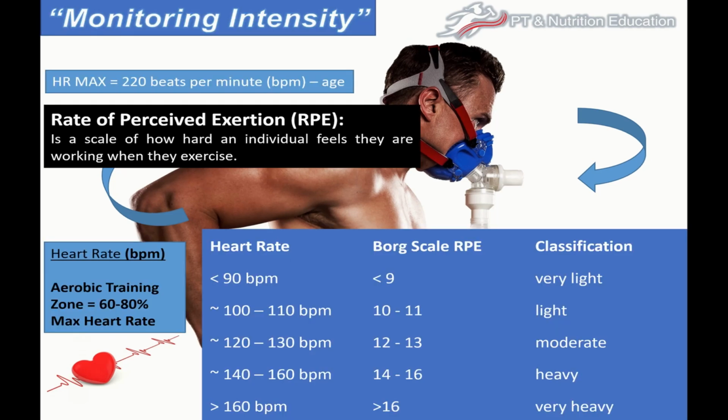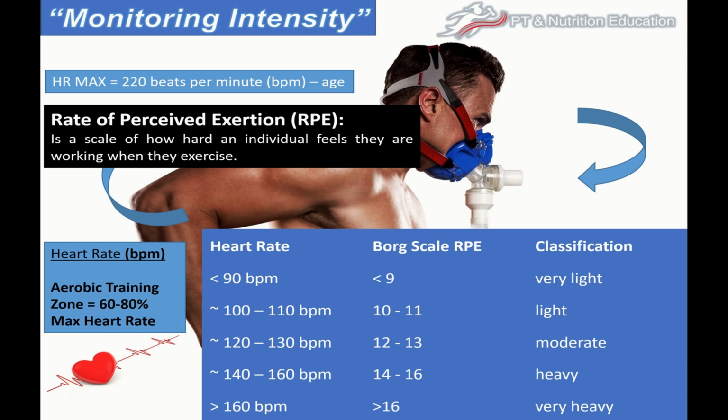So when it comes to monitoring intensity of exercise, there are two ways in which to do this. In fact, there are more, but the two main ways are identifying what our maximum heart rate is, and we can do this by taking 220 beats per minute and then minusing our age. So if we take someone, for example, who is 20 years of age, then their maximum heart rate will be around 200. And then from that, we can work out between 60 and 80% of that person's heart rate in order for them to be working aerobically.